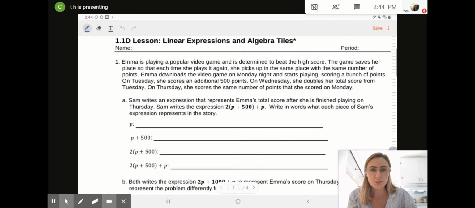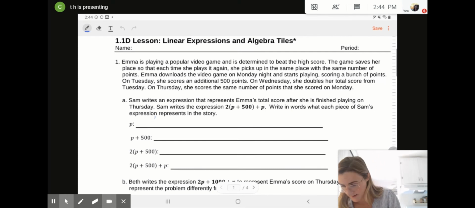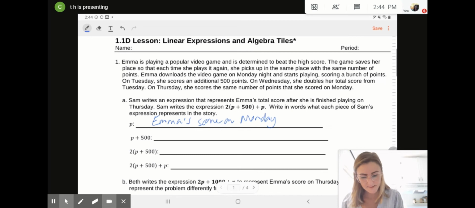Sam writes the expression 2 times (p plus 500) plus p. Write in words what each piece of Sam's expression represents in the story. So p is just the number of points that Emma scores on Monday. So I'm going to write Emma's score on Monday. Then it says that on Tuesday, she scores an additional 500 points. So this next one is Monday's score plus Tuesday's score. So this is Emma's total score on Tuesday.